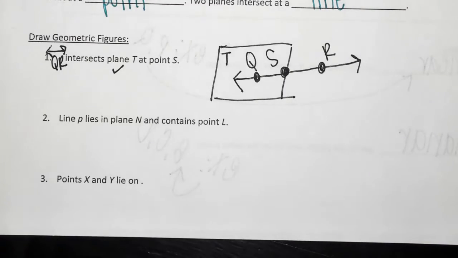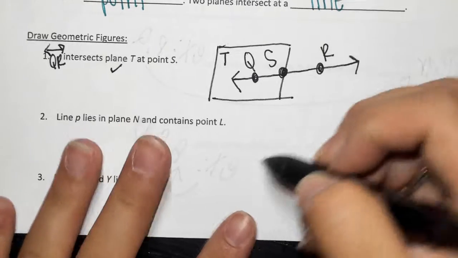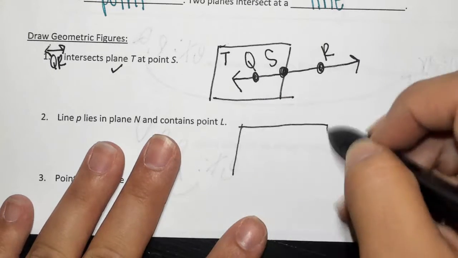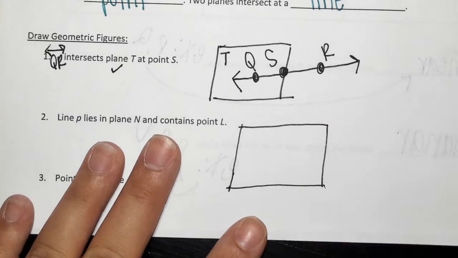Okay. All right, line P lies in plane N. Okay, well, let's draw our plane. Here's my plane.